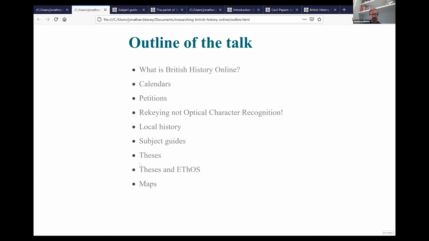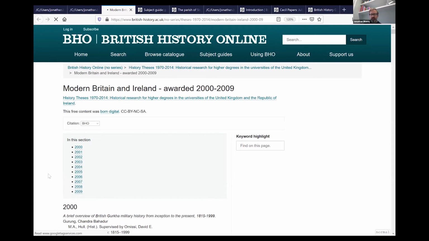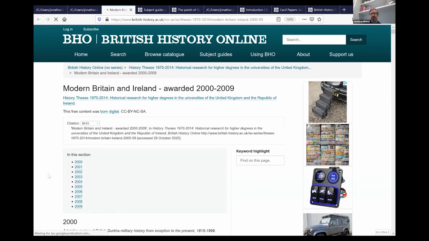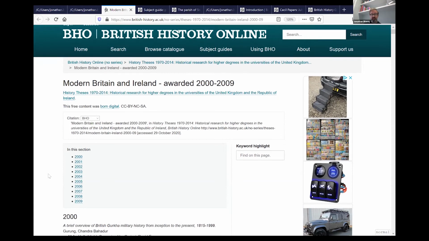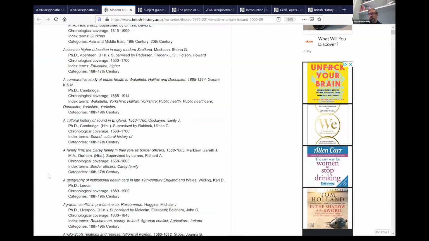Another new thing we just added this year is a thesis listing. So what we've done is we've published a listing of theses in history awarded in Britain between 1900 and 2014. That's about 20,000 theses. Also some Republic of Ireland theses as well. So I'll just go down a little bit and show you what we have there.